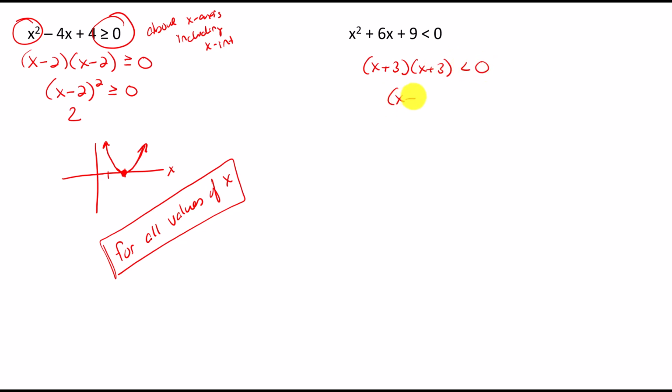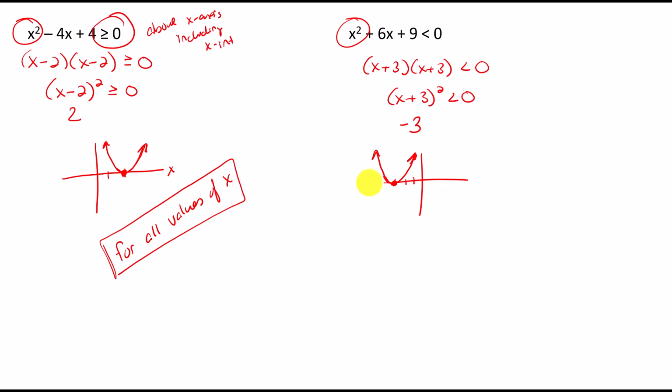We could also write this as x plus 3 squared is less than 0, either way. But because these are the same, we're only going to get one x-intercept, which is going to be negative 3. So negative 3 is my only x-intercept. I need to look at this and my graph opens up. So if that's my only x-intercept and my graph opens up, then that has to be my vertex. And this is really completed square form, except instead of an equal sign, we have a less than. Okay, but this is what my graph looks like.